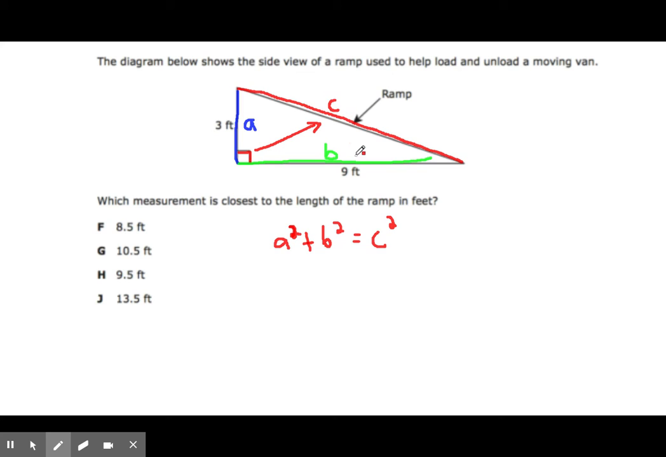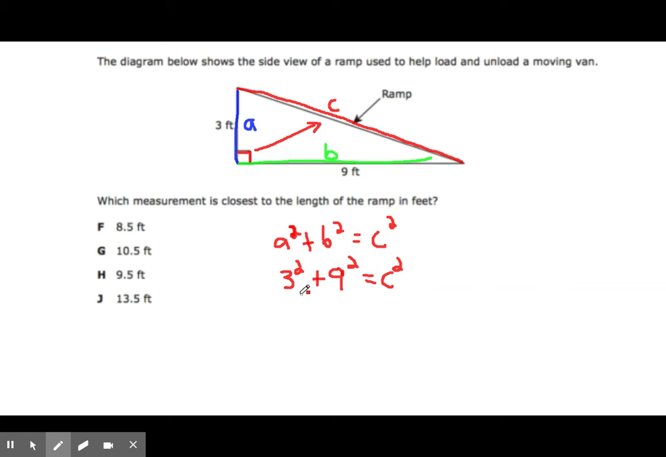So now let's plug in what information it gives us into our equation. So for A squared, well, I know A is 3 feet, right? So I'm going to plug that in for A. So 3 squared plus B squared. Well, B, it's telling me is 9, right? So 9 squared is equal to C squared, right? We don't know C. That's what we're solving for. So we're going to use our variable C.